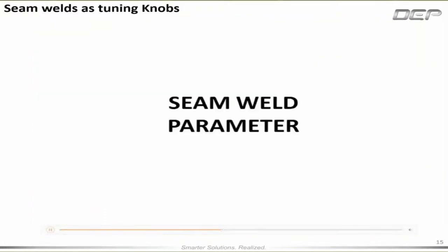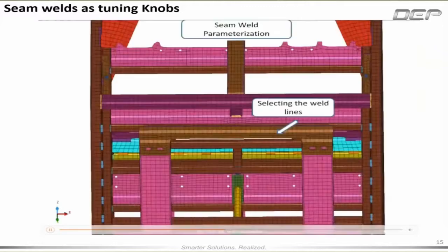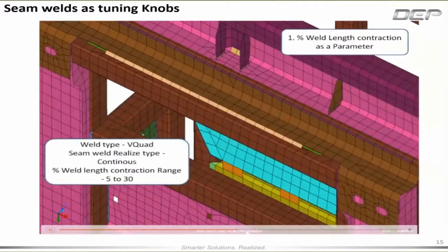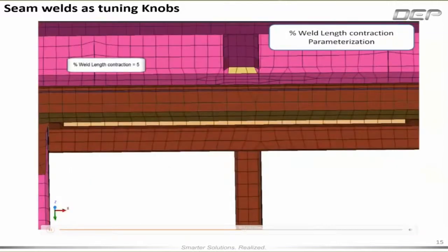So after doing the weld, how can the weldment be parametric in MeshWorks? Everything can be parametric. So how are the weldments getting parameterized? This is one of the parameters. We can do the weld length contraction, so the entire weld length can be contracted or expanded immediately.